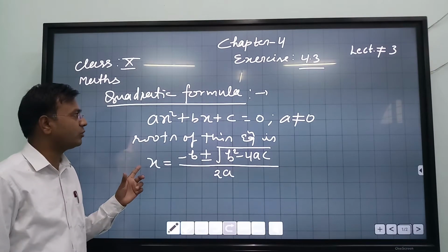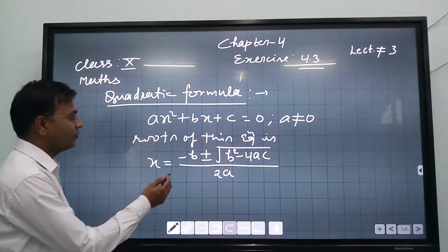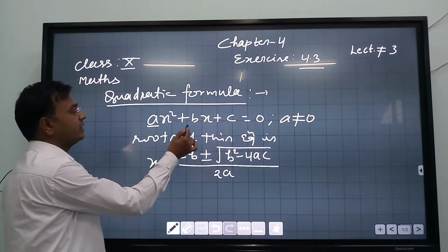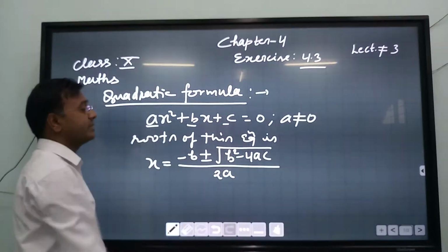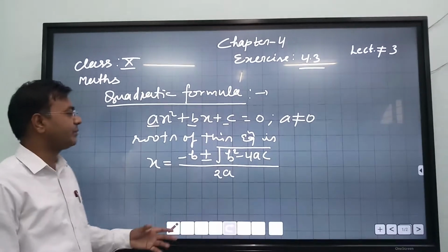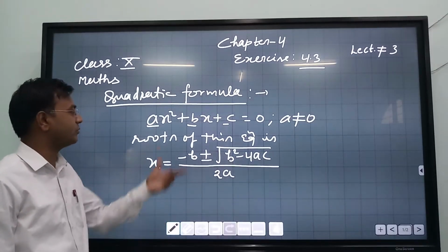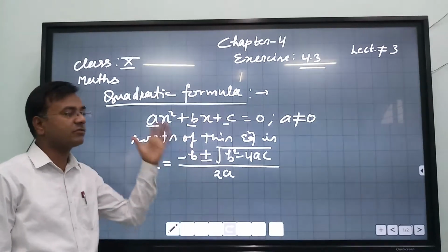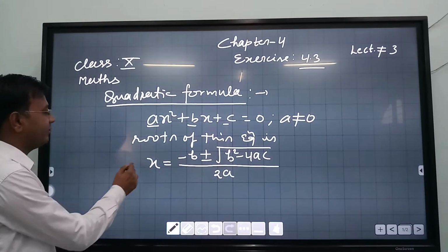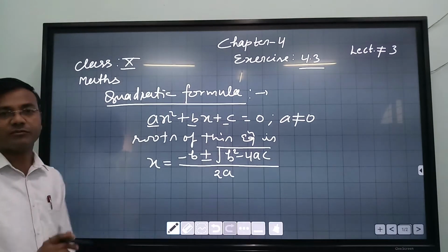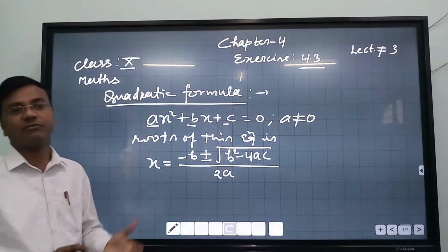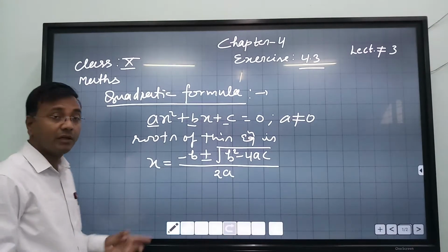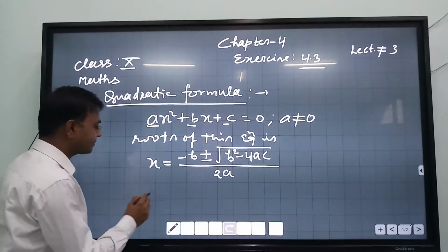So this formula is known as the quadratic formula, where a, b, c are what? a is the coefficient of x square, b is the coefficient of x, and c means the constant. So just by comparing the given equation or question with this standard equation, find a, b, c and substitute in this formula, we will get directly the values of x. So that's why this formula is also called the direct formula, which gives the direct solution of the equation.